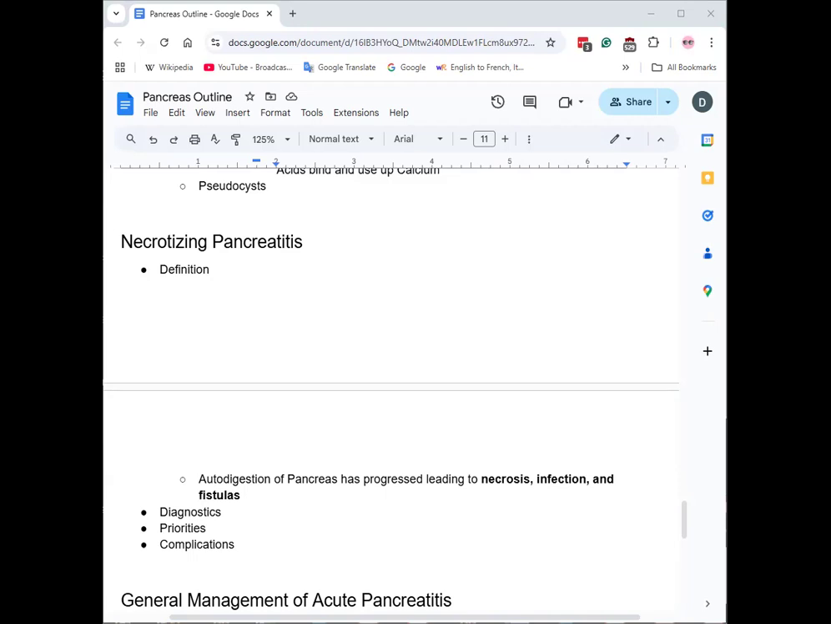Another difference between the pseudocyst and the abscess, like I said, is that the abscess has an infected aspect to it. So you will probably need drainage, and you will need antibiotics because of the infection. The pseudocyst might only need drainage.